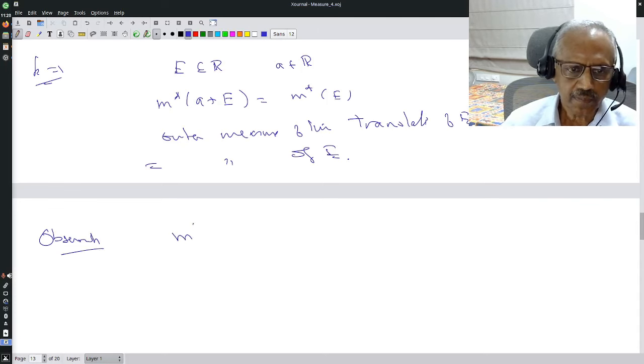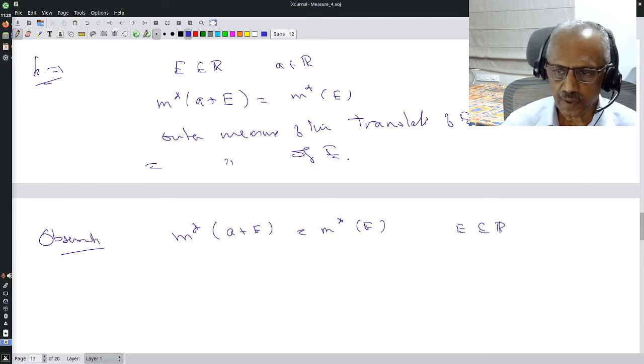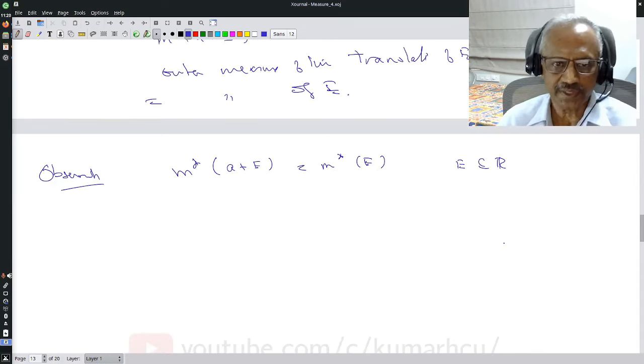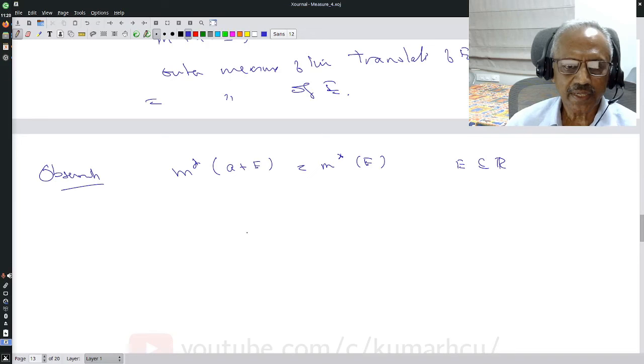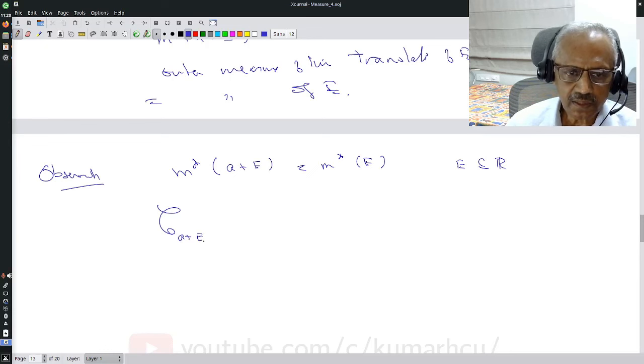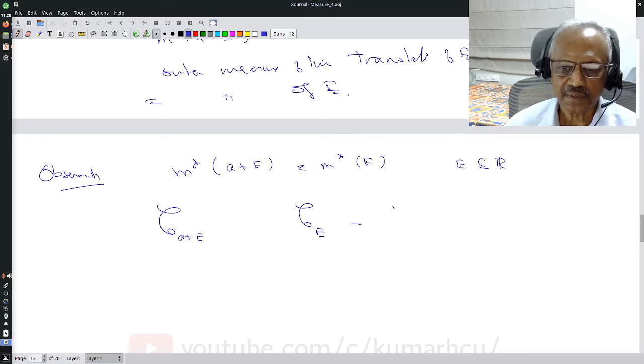That is, the measure of A plus E equals the measure of E for any subset E of R. A similar result will be true in R^k, but I am not going to prove that here. So, how do I prove that? The point I want to look at is C of A plus E, all the countable coverings of A plus E, and all the coverings of E. Is there any relation?